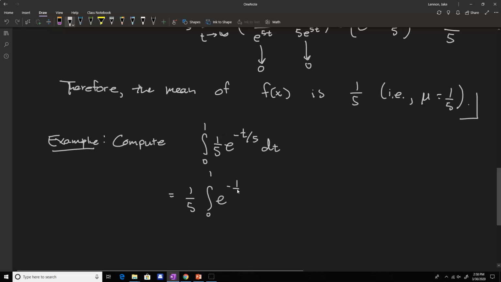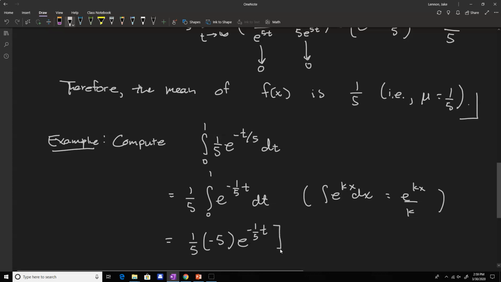So this is the same as negative 1/5 t in the exponent. So remember the rule, the integral of e to the kx dx is just e to the kx over k. When we're computing a definite integral, we don't need to worry about the constant of integration. So this will just be 1/5 times negative 5, because you have to divide by negative 1/5, which is negative 5. Remember, dividing by a fraction just means take the reciprocal, and then we have e to the negative 1/5 t, and we're integrating from 0 to 1.